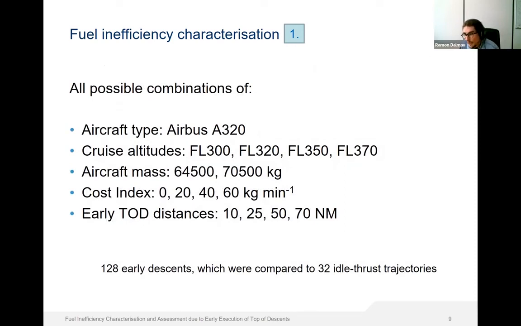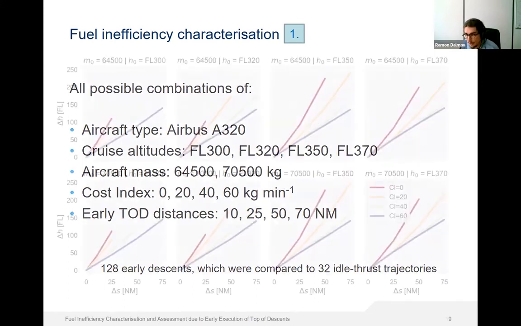So we computed the difference between the optimal trajectory plan and the early descents for all possible combinations of these parameters. So we selected an Airbus A320, 4 different altitudes, flight level 300, 320, 350, and 370, 2 typical aircraft masses during the descent, 4 different cost indexes, and we assessed 4 different early top of descent distances. So 10, 25, 50, and 75 nautical miles. This results in 128 early descents, which were compared to 32 corresponding idle thrust trajectories.